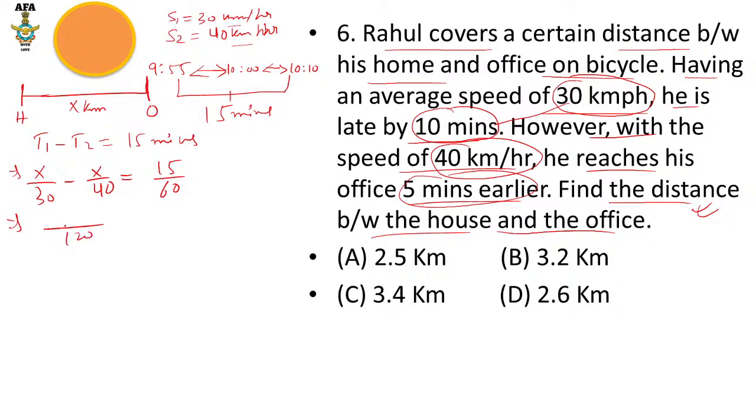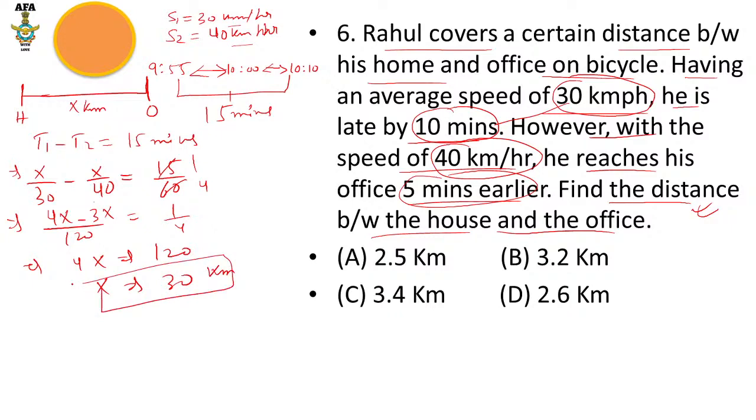So 30 into 4, 4x, 4 into 3 minus 3x. This will be equal to 1 by 4. So 4x will be equal to 120. x will be equal to 30. So x will be equal to 30 kilometers.